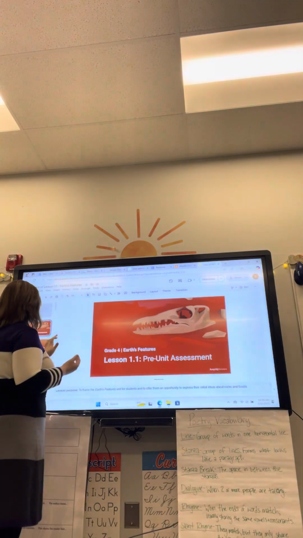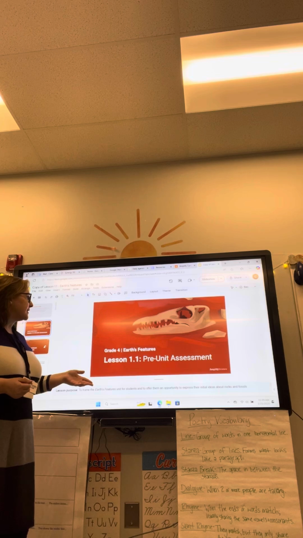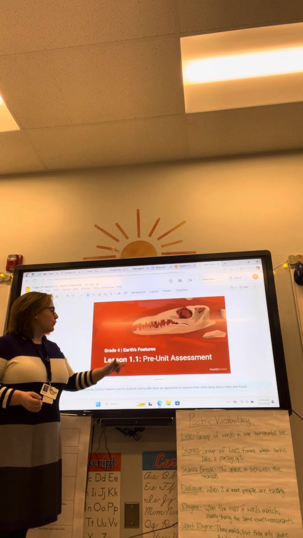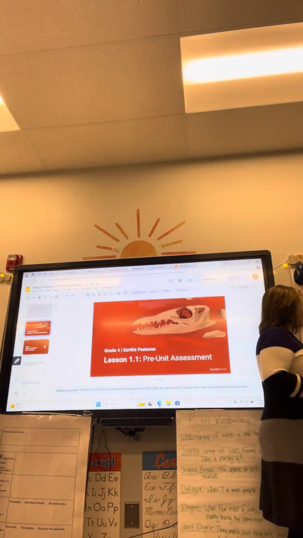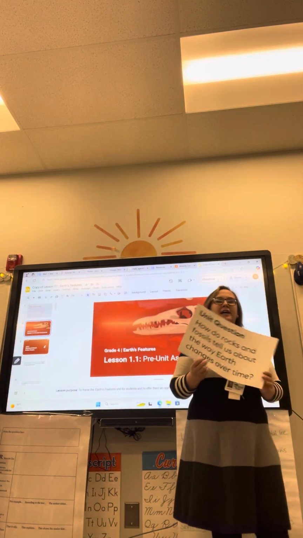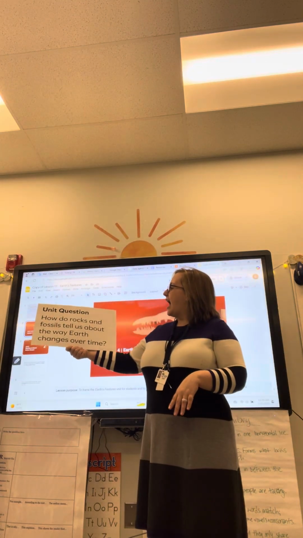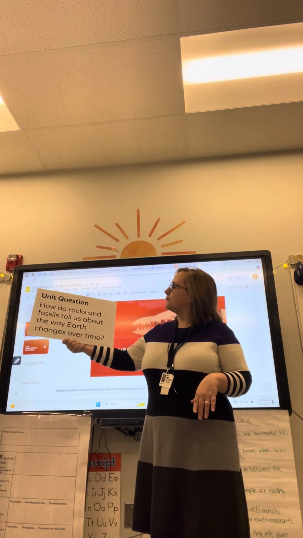So we are on Unit 3, which is going to be all about geology, which is all about rocks and the study of the Earth and the Earth's features. We are on Lesson 1.1, so this is the very first lesson in this unit. I'm going to introduce to you the new unit question, which you guys haven't seen before, unless you were looking at it this morning when I posted it. How do rocks and fossils tell us about the way Earth changes over time?